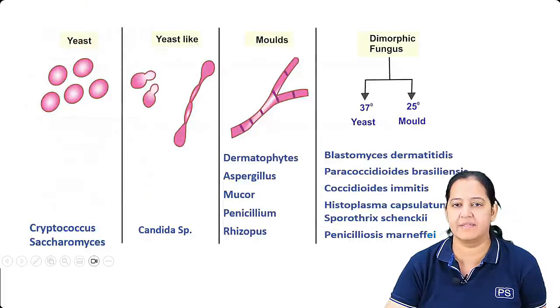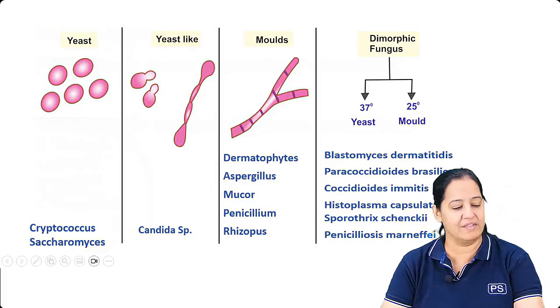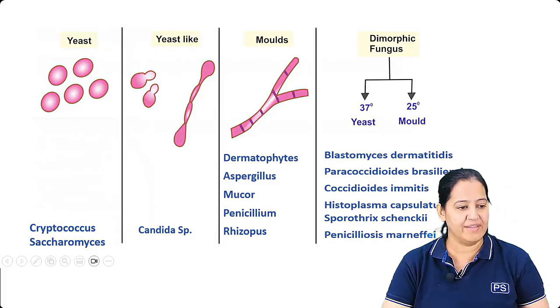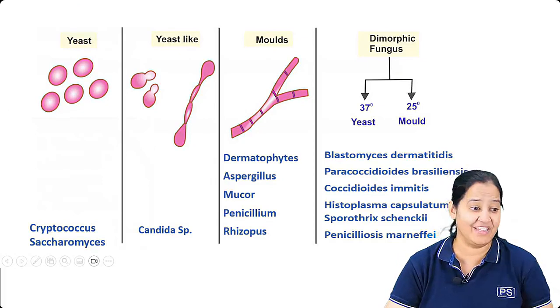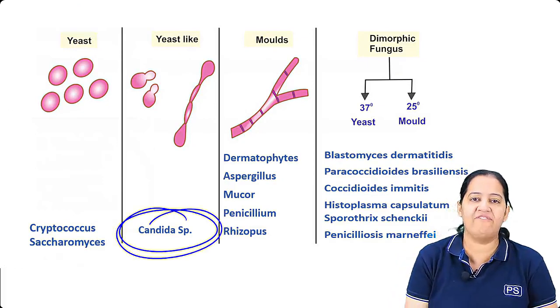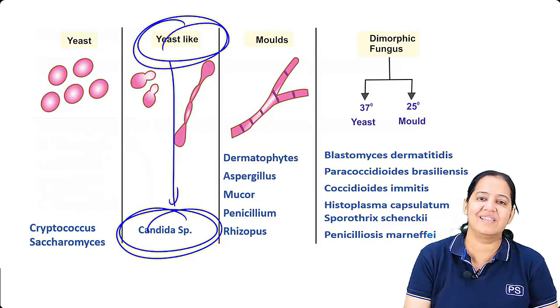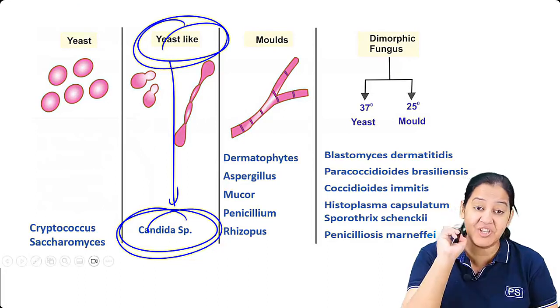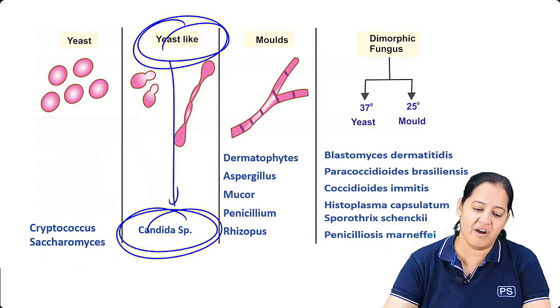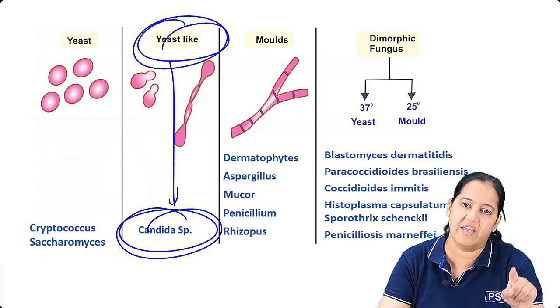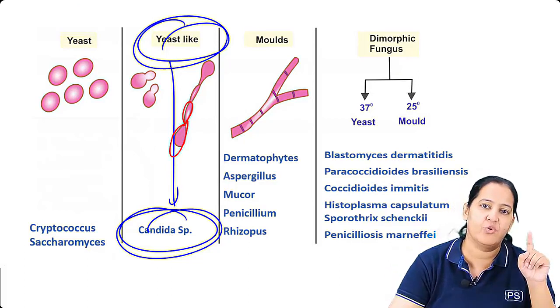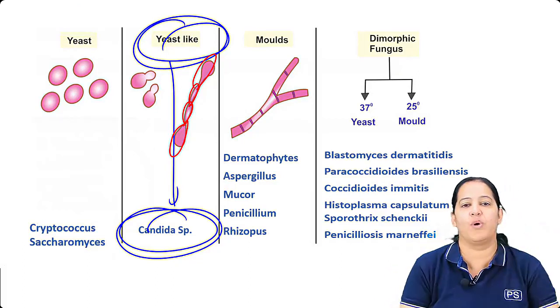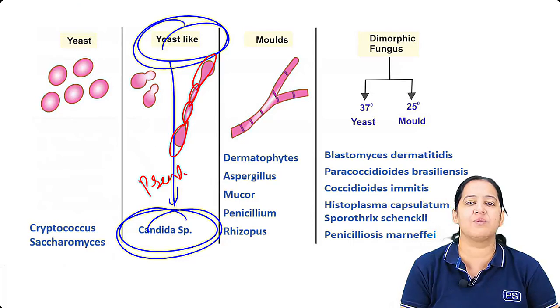Where does Candida come in this classification in the morphology? I told you at the starting only. Those who joined late may not know. Candida is the only fungus that is yeast-like. Yeast-like has one example, Candida. I said it loudly. It is the only fungus where you will get pseudohyphae. You know what pseudohyphae is? It's not a true hyphae. It is the constriction. So Candida is the only fungus which will have pseudohyphae.